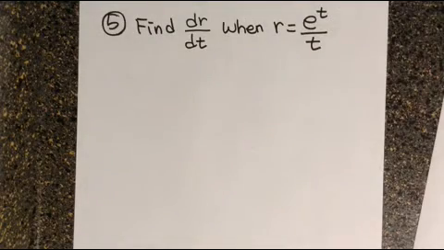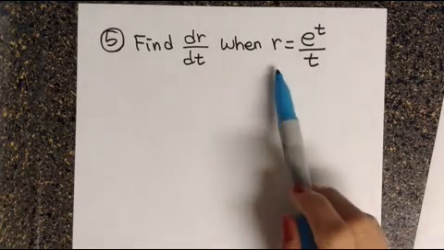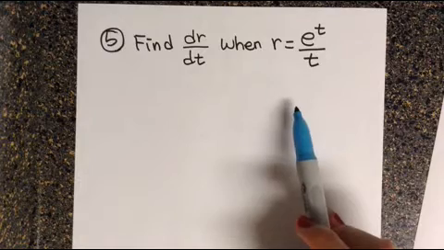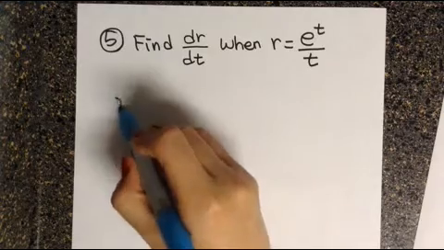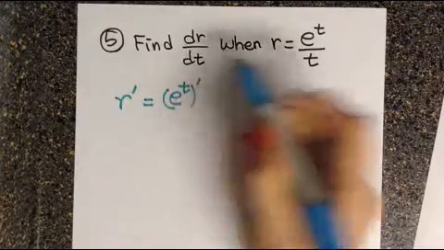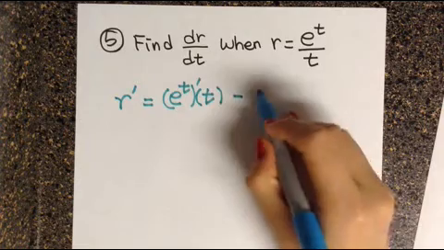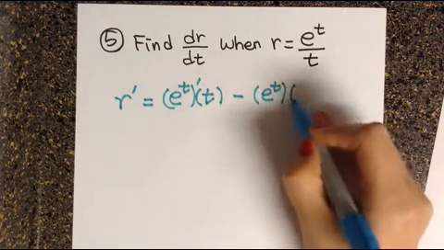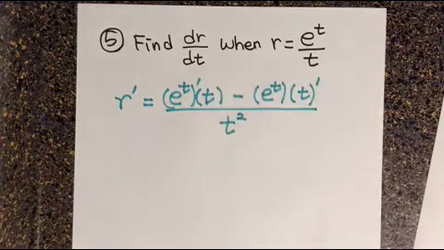Okay, last problem. Find dr over dt when r equals e to the t over t. So once we see the fraction function, then we know what to apply. Quotient rule. So let's apply. R prime equals e to the t prime times t minus e to the t times t prime, over t squared.